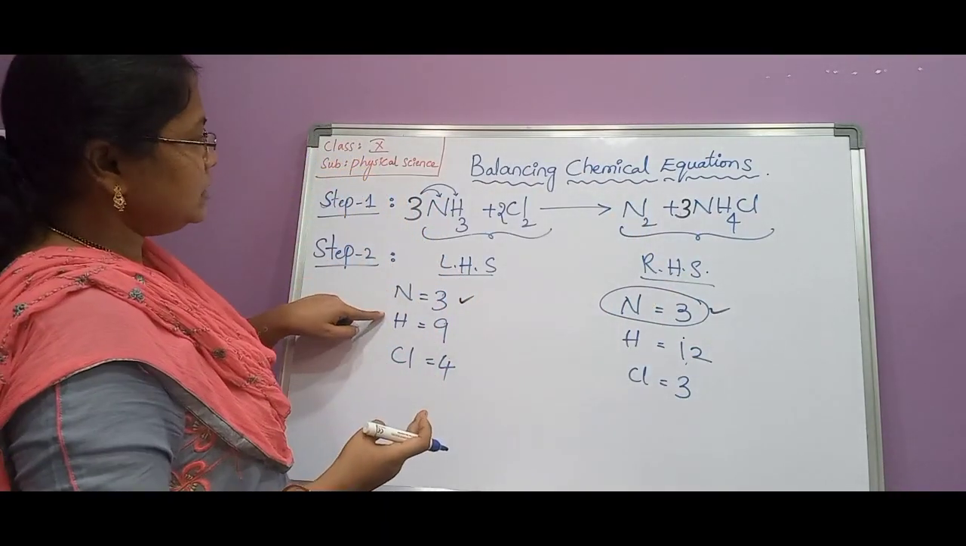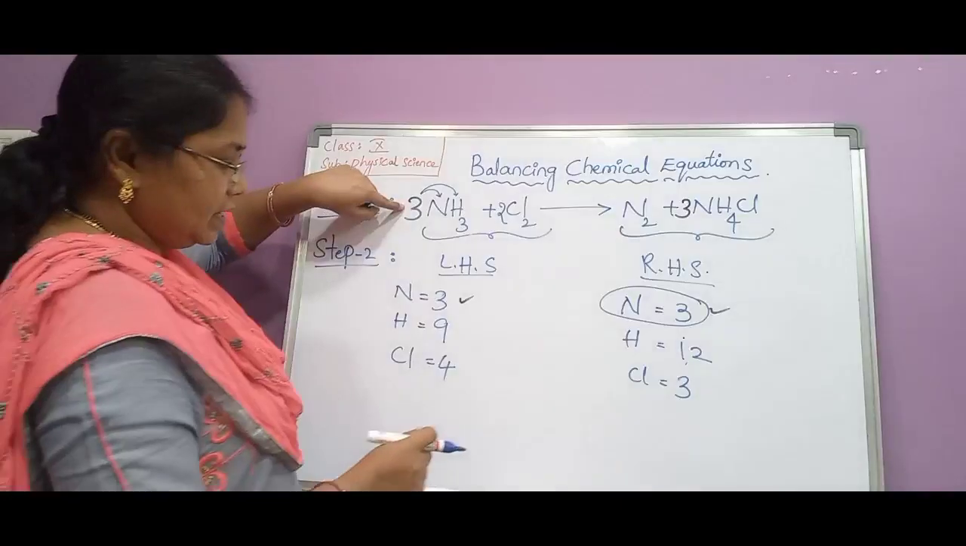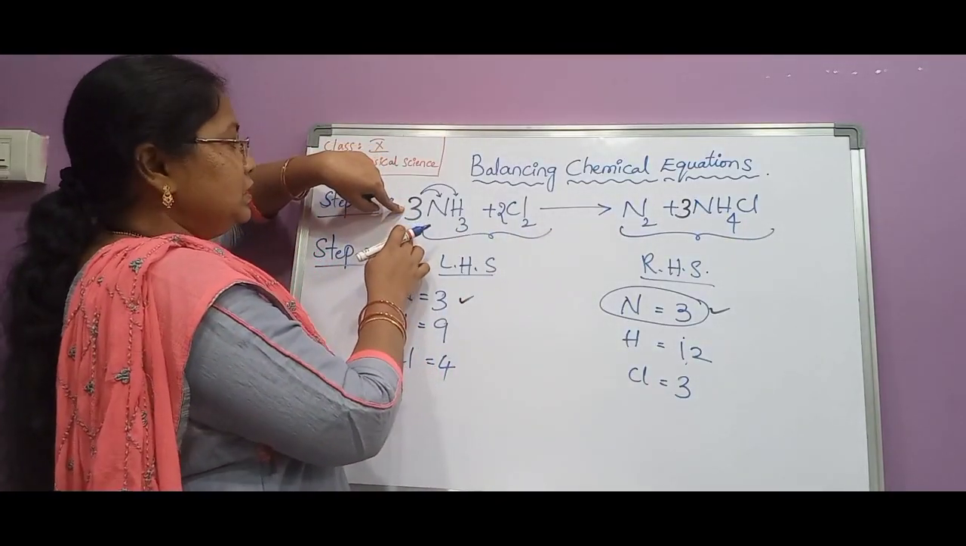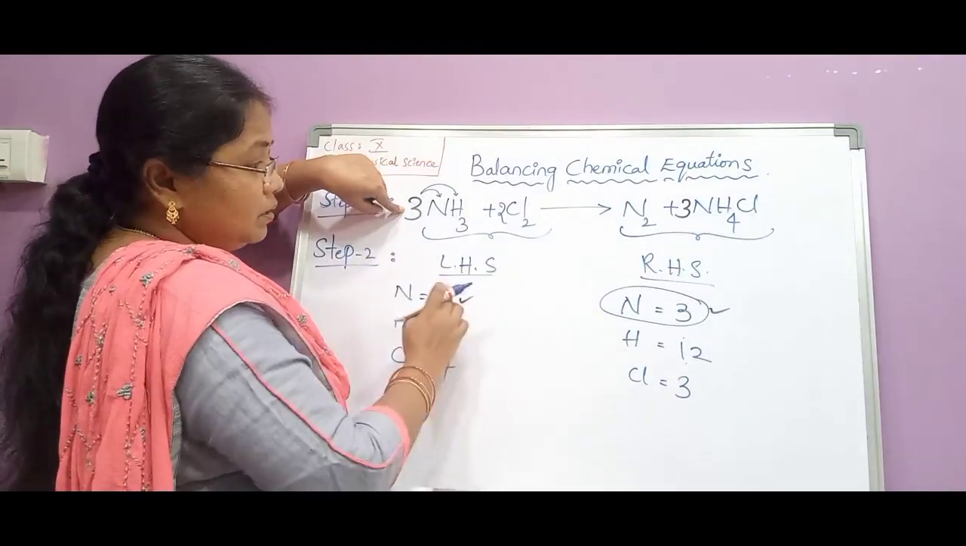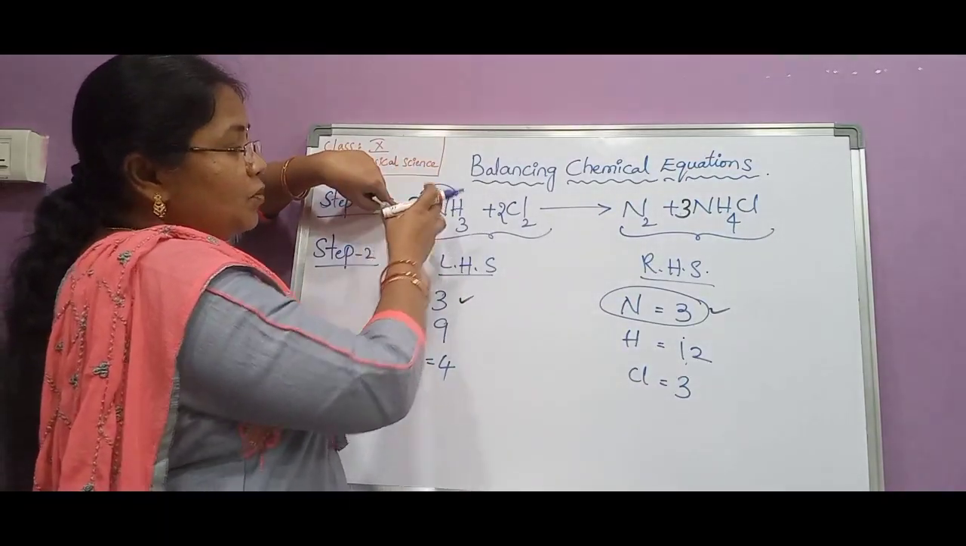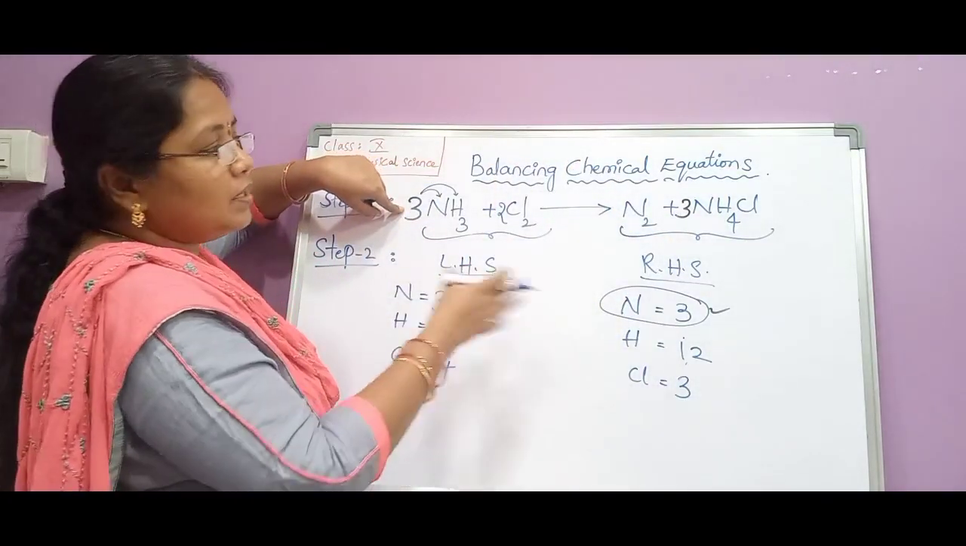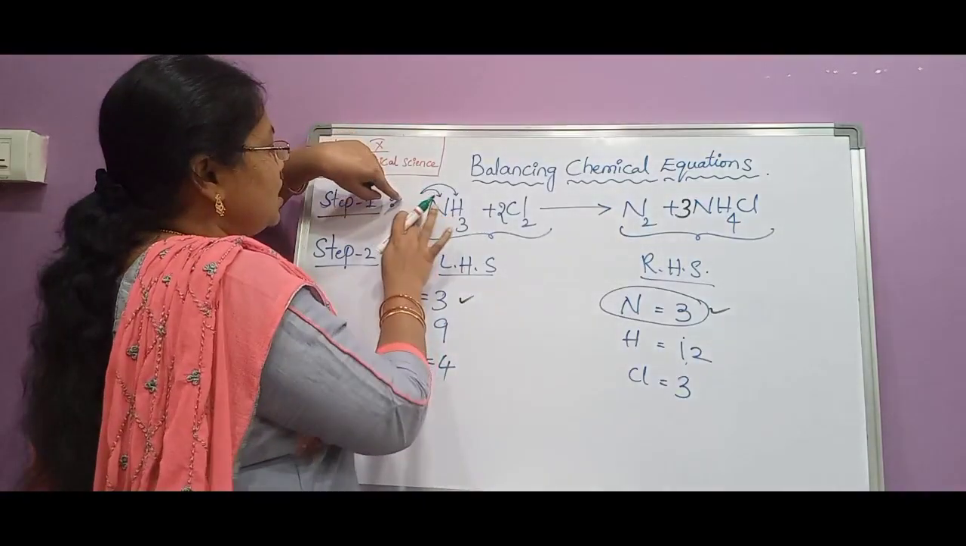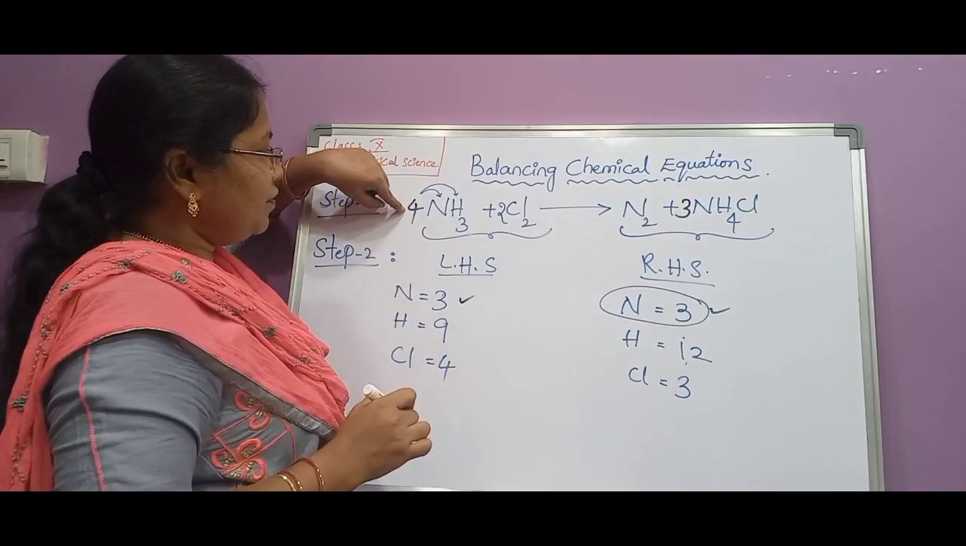So what we have to do is, we have to go for the next number here. It becomes problematic if you write 3 here, because if you write 3 here, the nitrogen atoms are getting balanced, but it is not suitable for all the remaining elements. The remaining atoms are not getting balanced. So what we will do is, we will go for the next number, that is 4. We will go for 4.